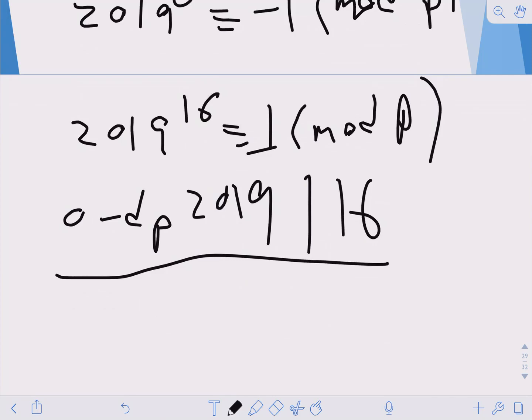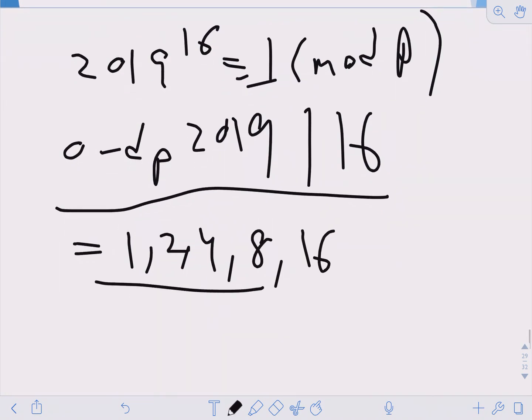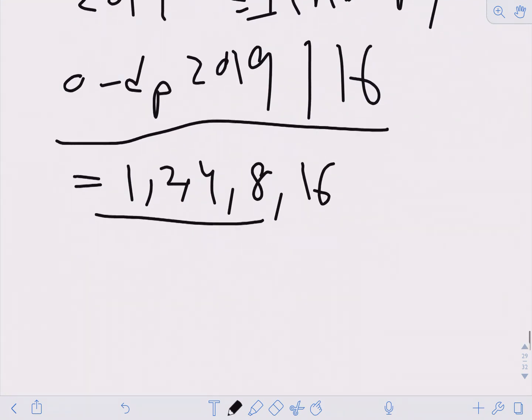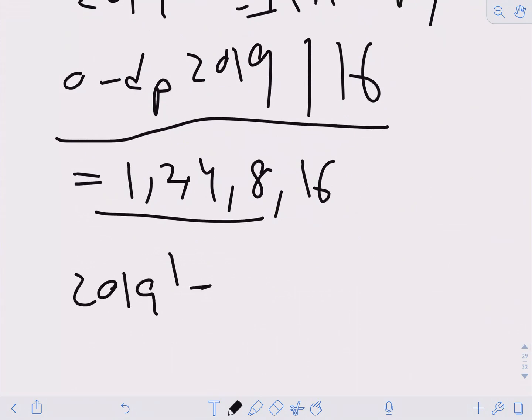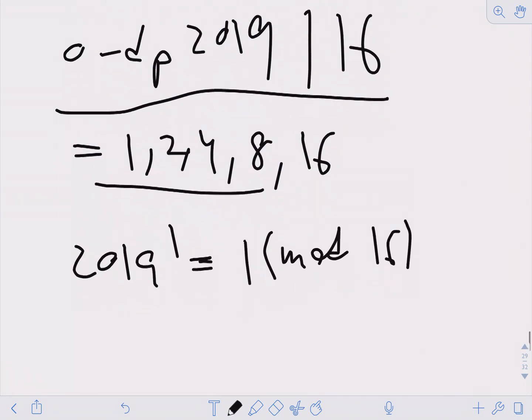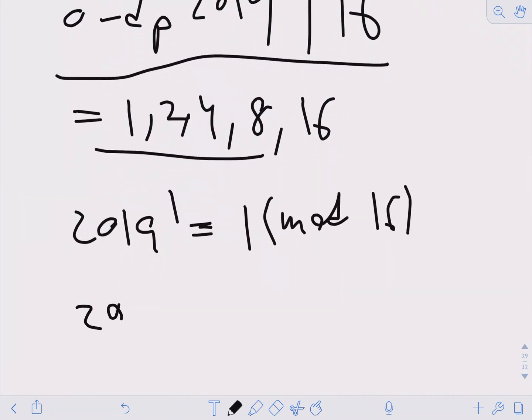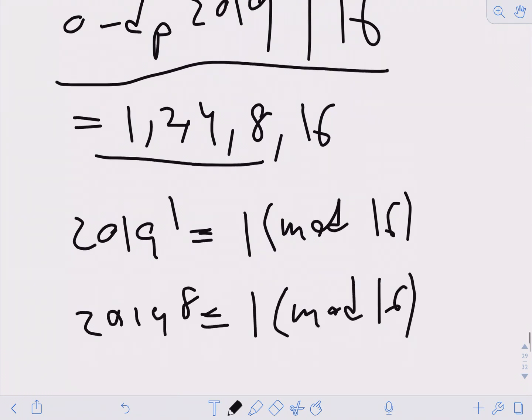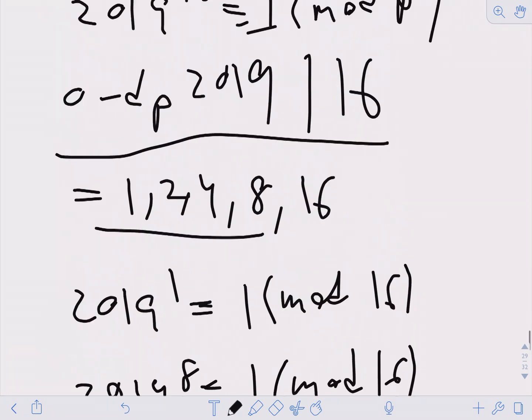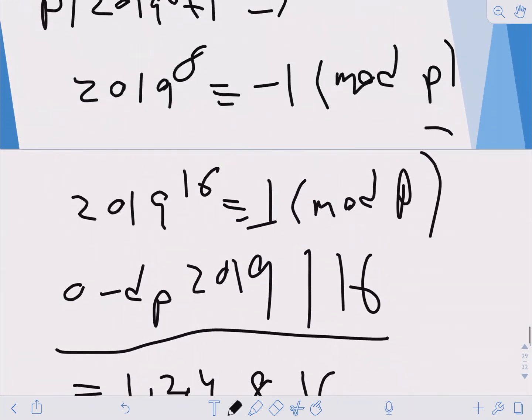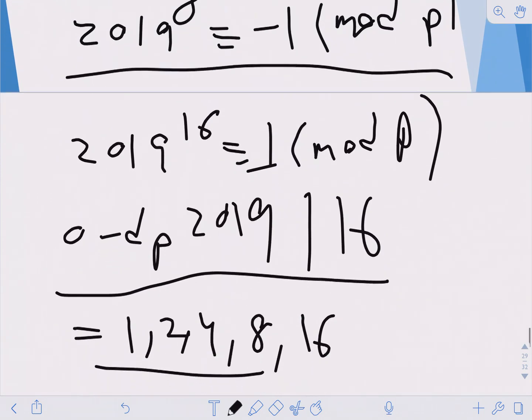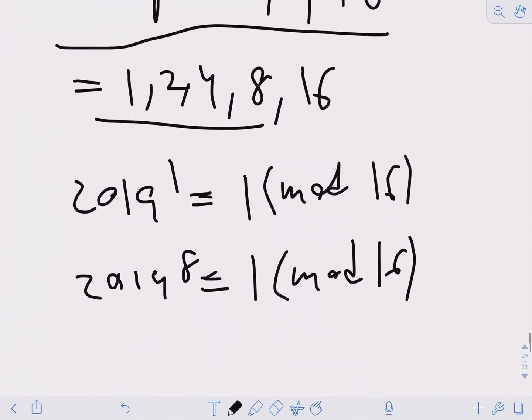Alright, so the order has to divide 16, meaning it is equal to either 1, 2, 4, 8, or 16. I claim it cannot be 1, 2, 4, or 8. For example, if it were 1, then 2019 to the 1 would have to be 1 mod p. Raising both sides to the 8th power would give 2019 to the 8 would have to be 1 mod p. But that's not possible because up here we concluded that it had to be minus 1. So it can't be 1.